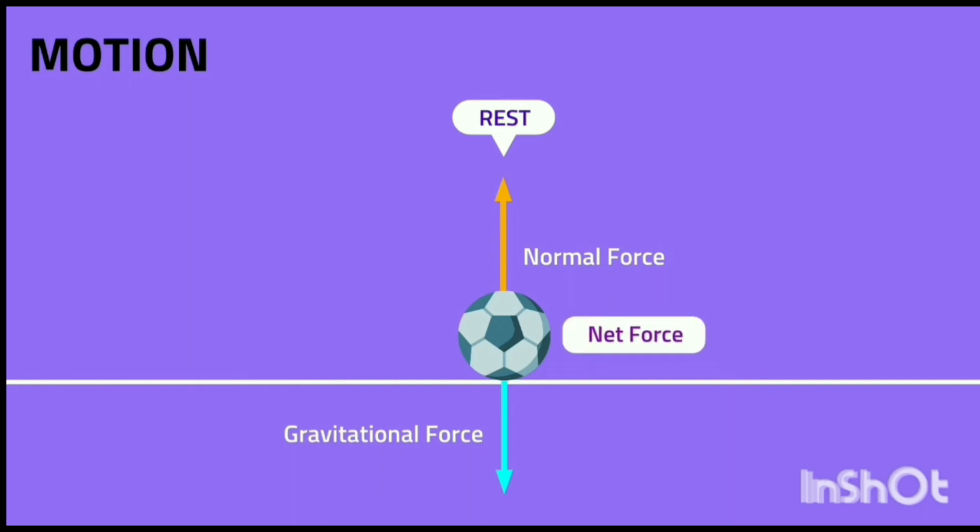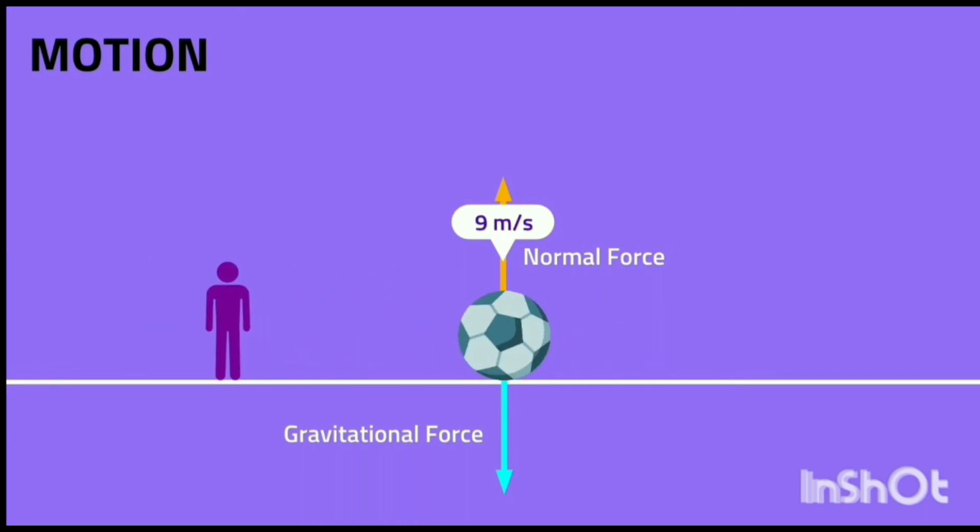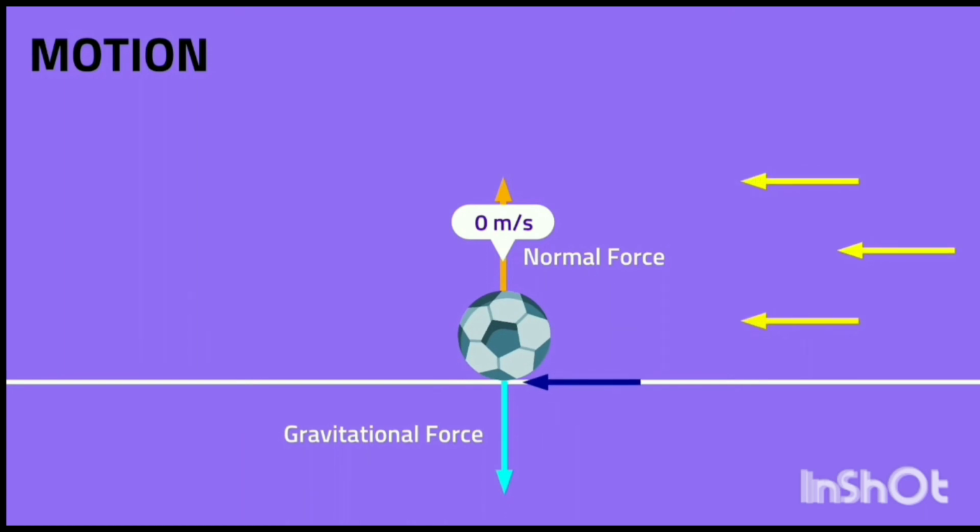Now the object's net force is zero. If we want to move the ball, we need to increase the net force. So now a boy kicks the ball and it gains some net force. Therefore, the ball is in motion. But eventually, after a certain time interval, it stops moving. Why? Because there are other forces such as friction and air resistance applying from the opposite direction. The ball stops.